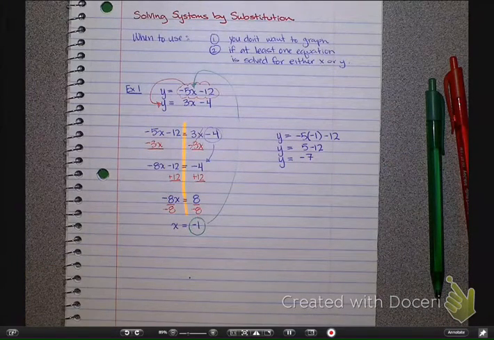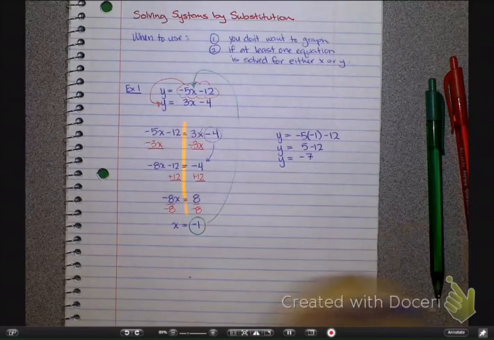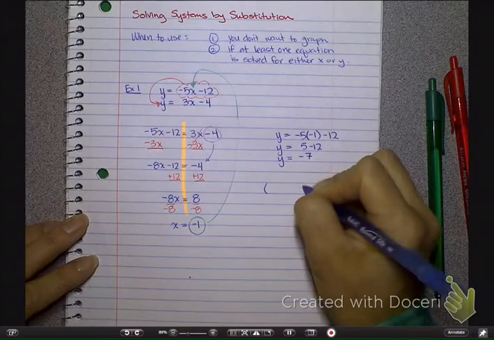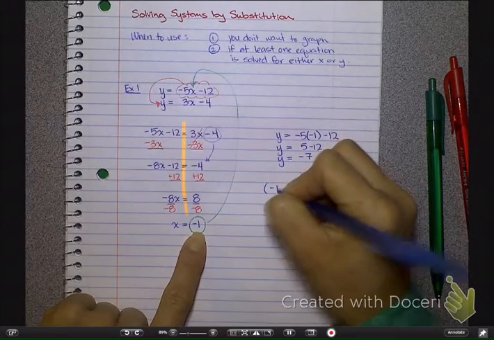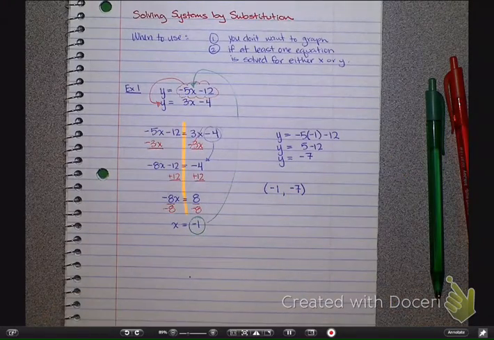Okay, so now that I have my x and now that I have my y, can I now write the ordered pair that is the solution? So, which one goes first in the solution, x or y? X. This is the same ordered pair I would get if I were to just put both of these on the graph and graph them.